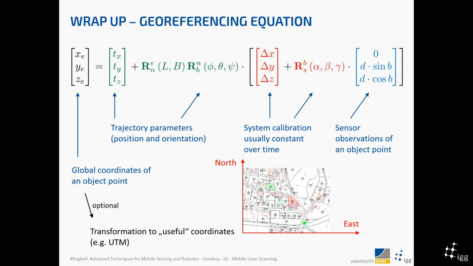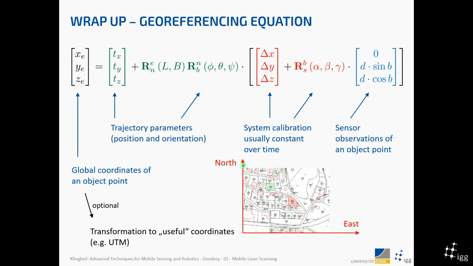Usually, as you can see here, all the official cadastre coordinates are given in UTM coordinates, right? This is another reason why we want to have UTM, because if we want to derive maps or official things based on our measurement process, then we anyway have to transform this to UTM coordinates at the end.